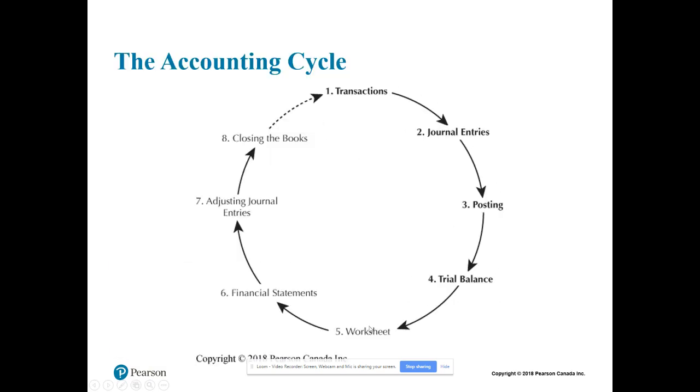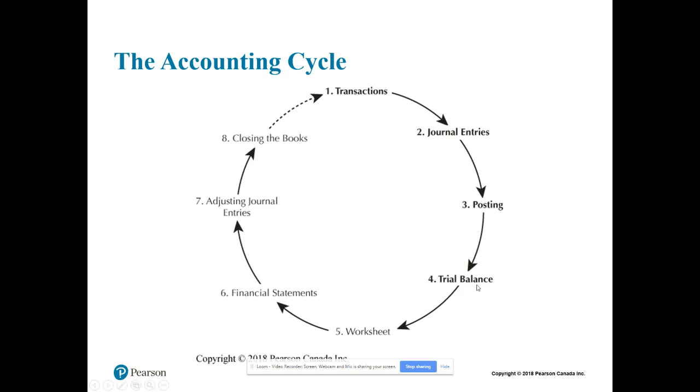So going through the transaction cycle, just as a refresher. You get transactions, then you go through the analysis process, then you prepare journal entries. Those journal entries are then posted from the general journal to the general ledger, and then those balances in the general ledger are created into a trial balance. So this trial balance is the check.